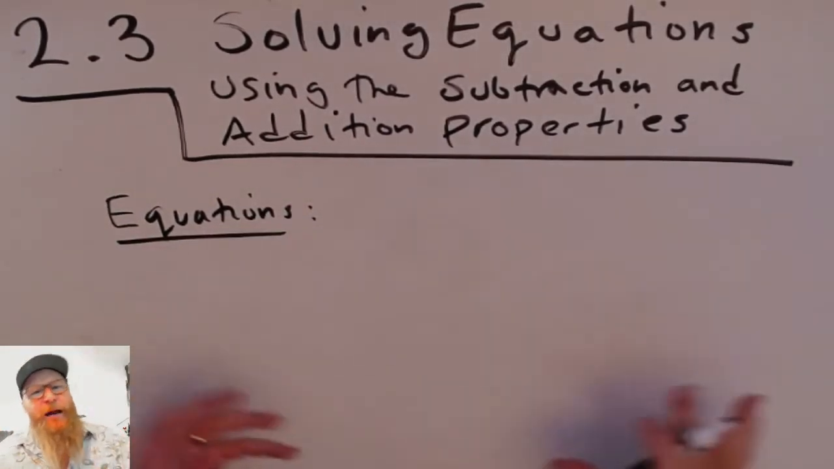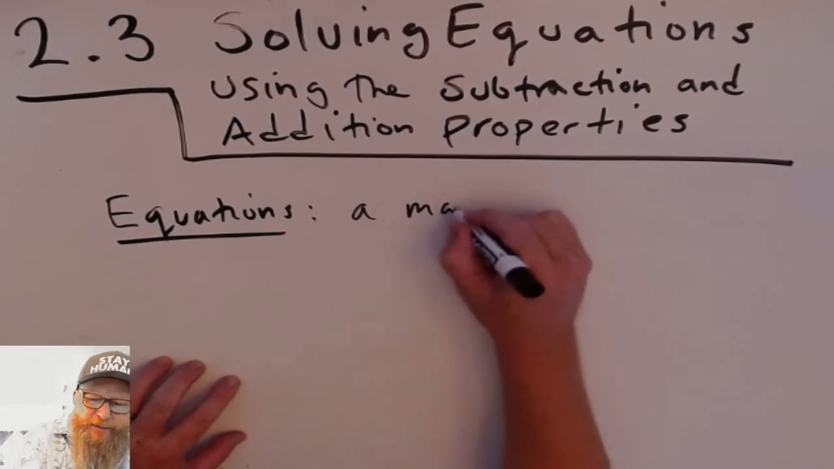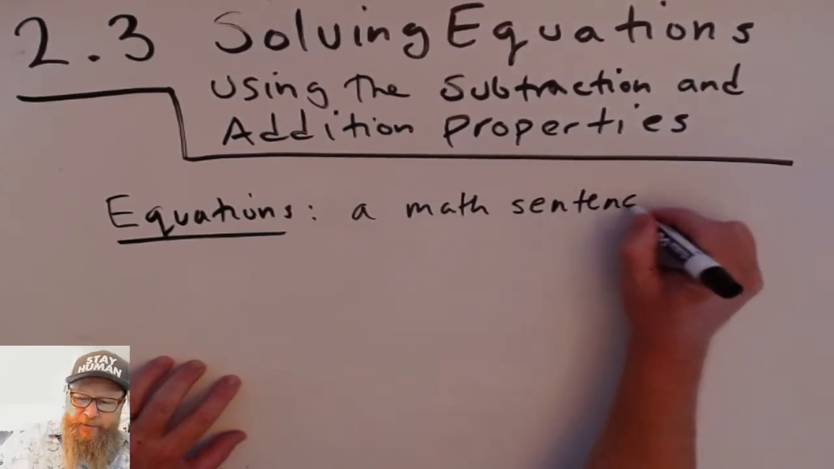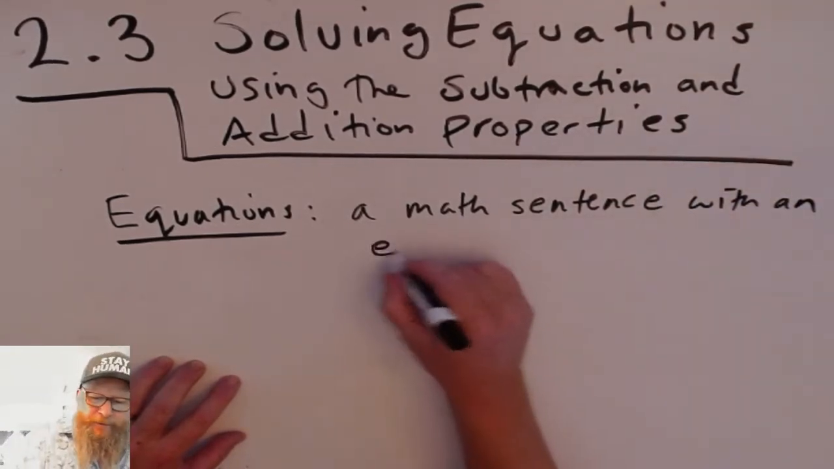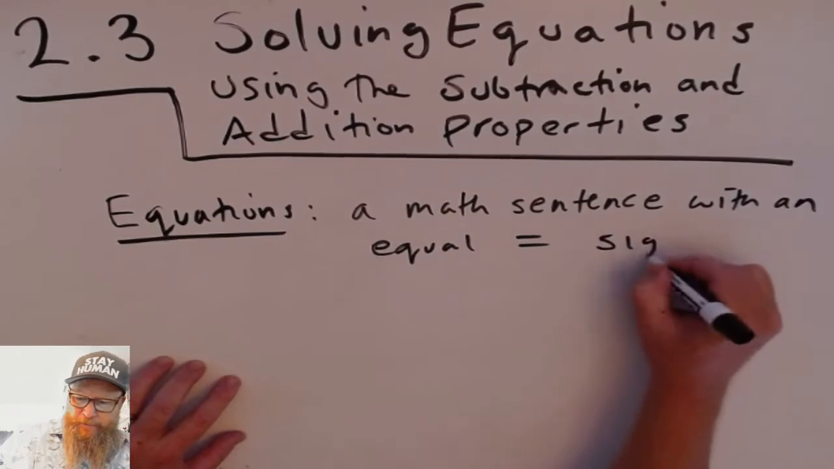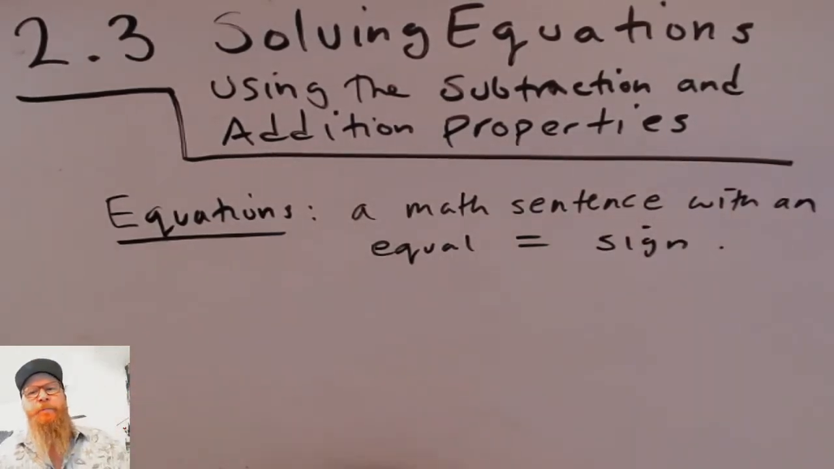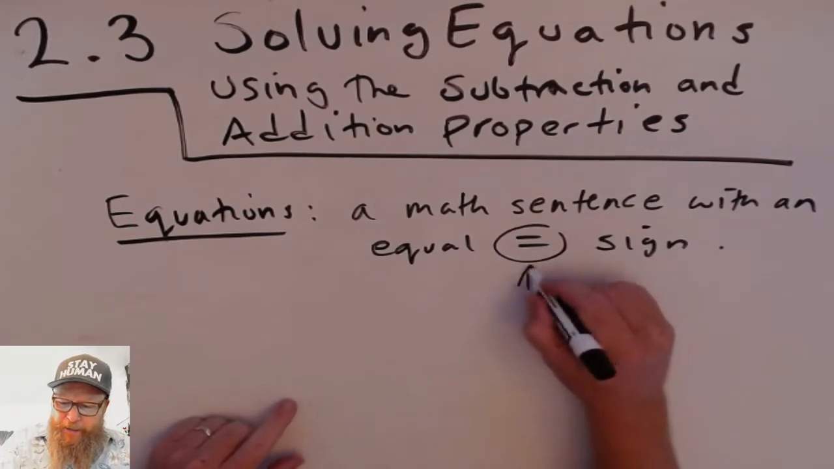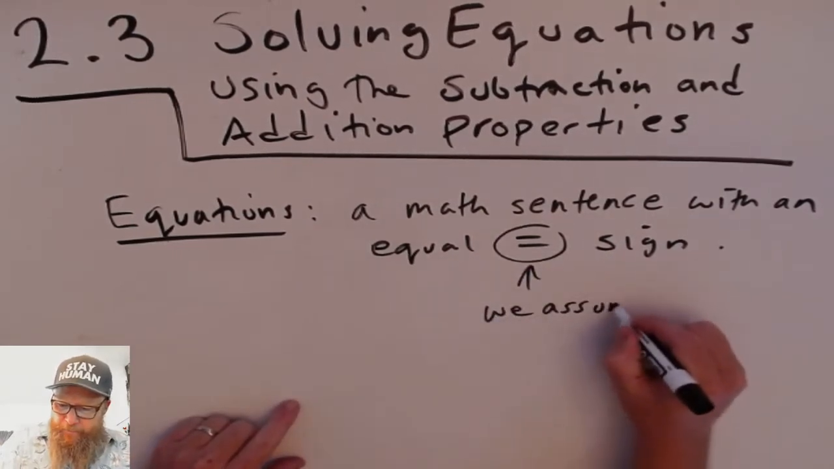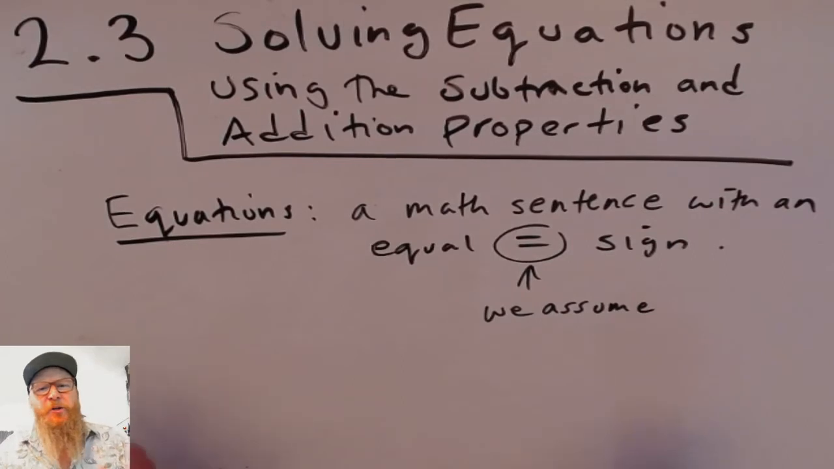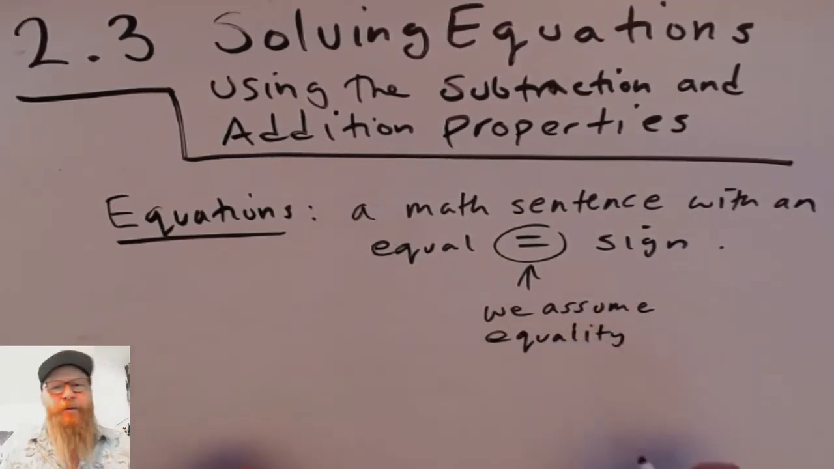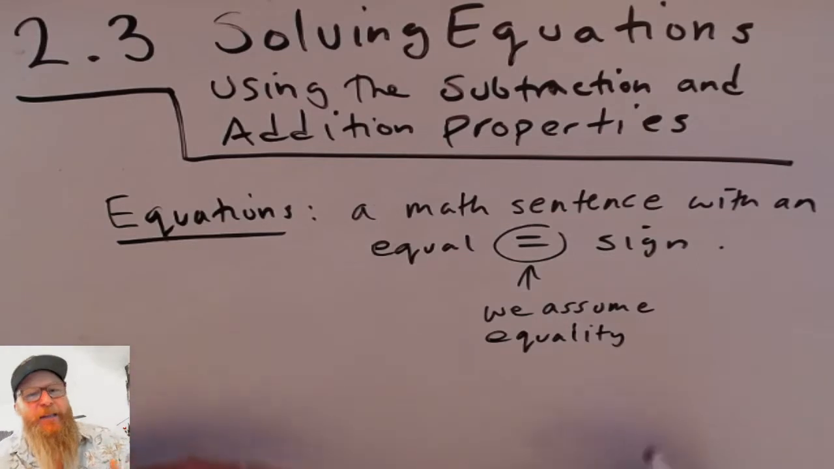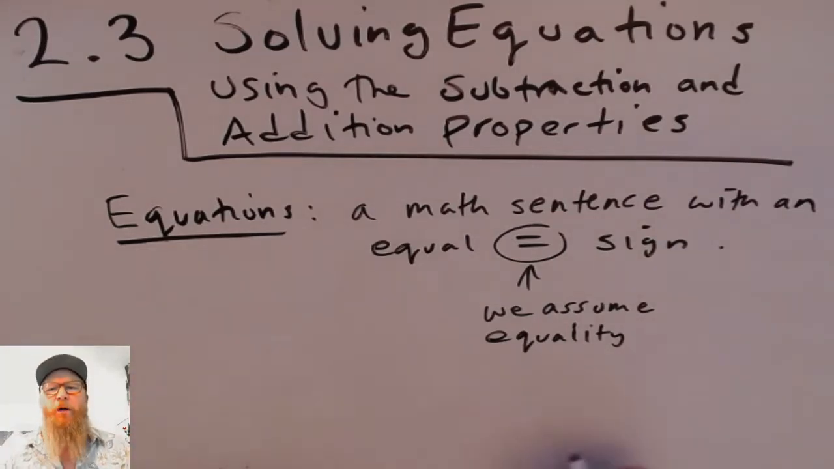Slightly different than an expression. An equation is a mathematical sentence with an equal sign. Okay. And when we think of equality, we assume that equality actually means equal. Right? Because you can't solve an equation if you're not at least buying into the concept of equality.